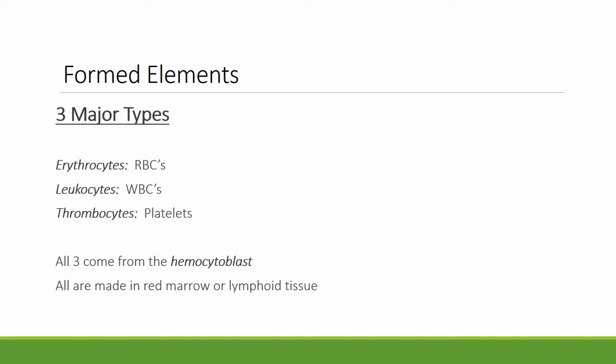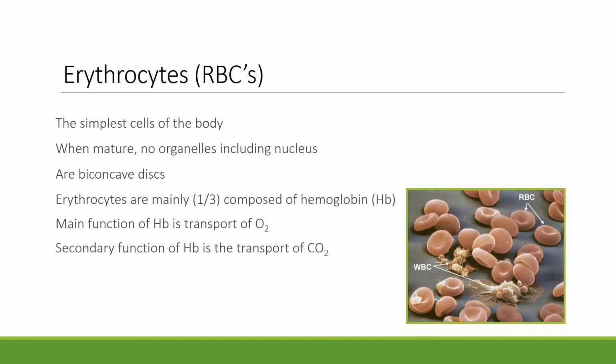There are three major types: erythrocytes, RBCs or red blood cells, leukocytes, WBCs or white blood cells, and thrombocytes, also known as platelets. All three formed elements come from the hemocytoblast, and all are made in either red marrow or in lymphoid tissue. Erythrocytes, or red blood cells, make up about 95% of the formed elements in our blood.